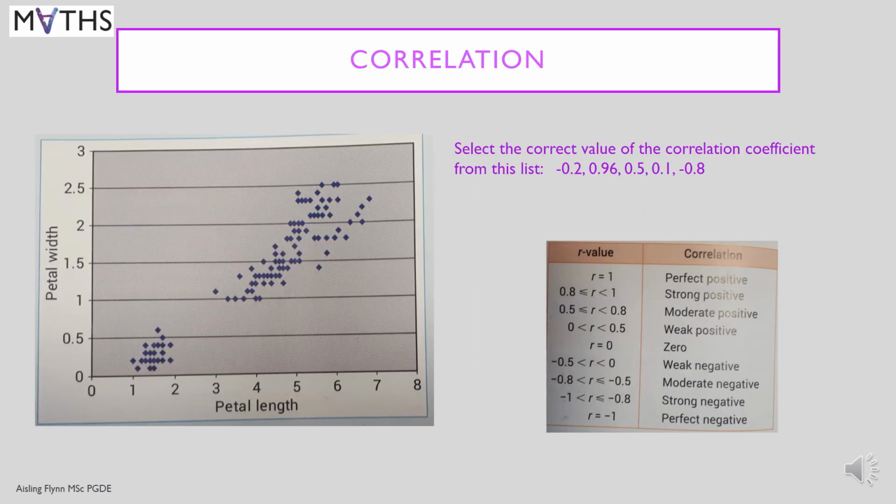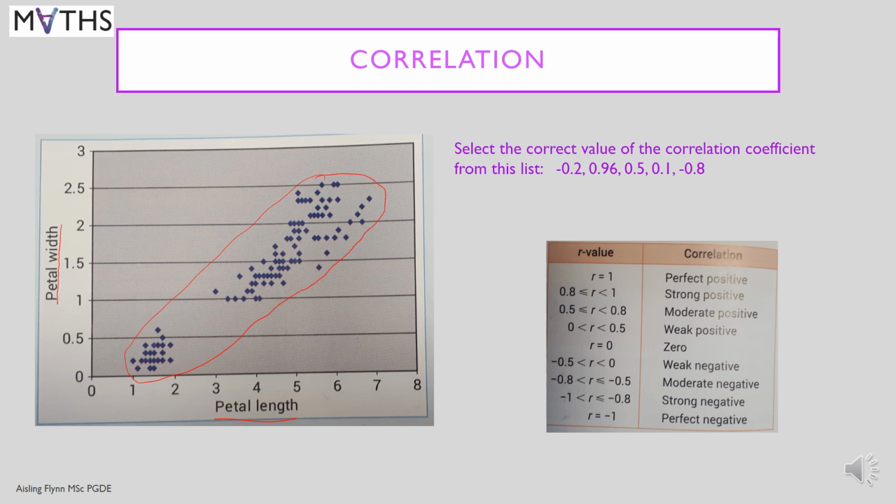So here's a question on correlation. We are provided with a scatter plot, and we're asked to select the correct value of the correlation coefficient R for this picture. So let's study it. We have petal length against petal width, so we're studying some sort of flower. And I'm going to enclose the data here.